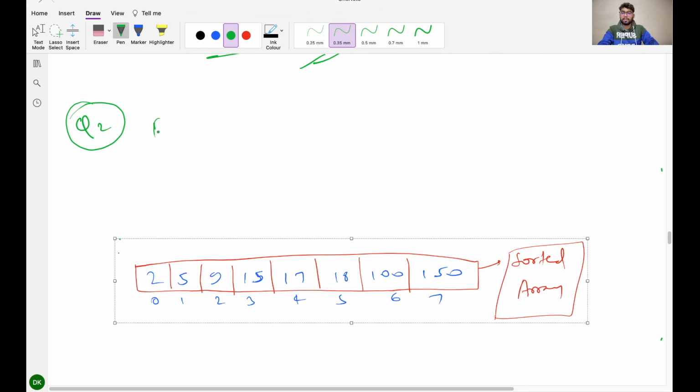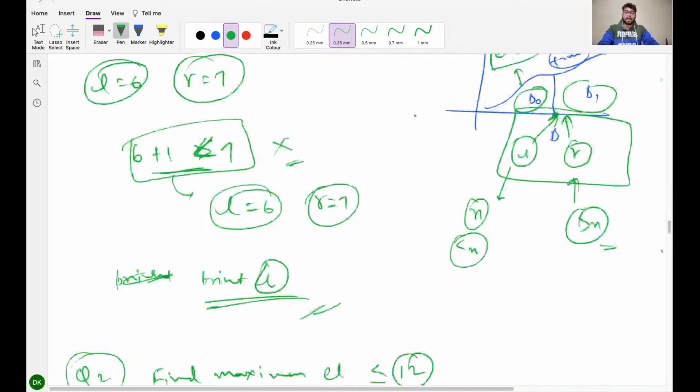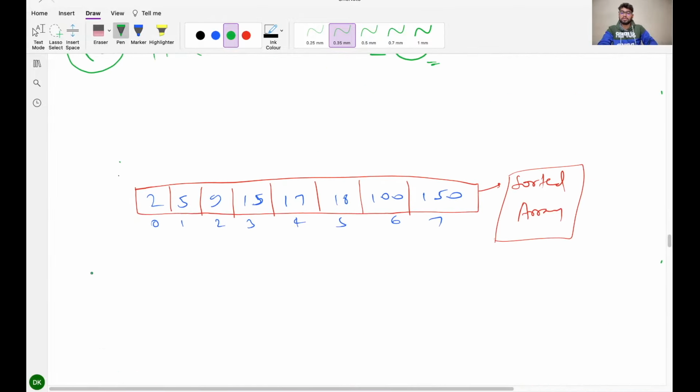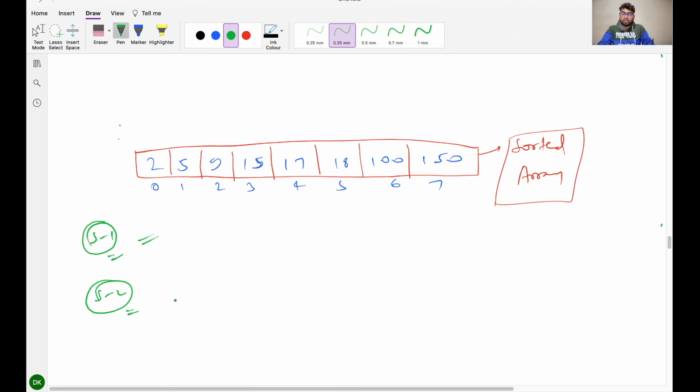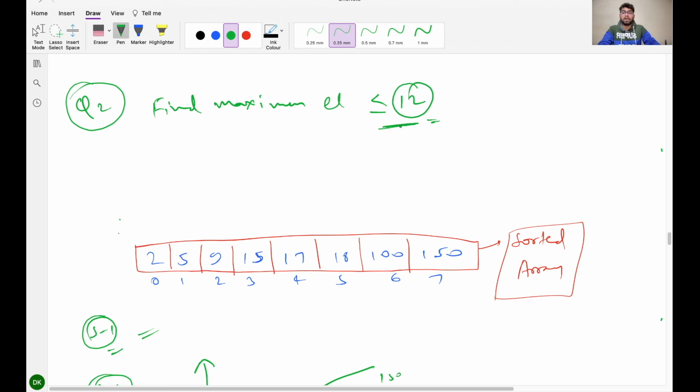Now my next question, in question number 2, let's say we are given an array again and we have to find the maximum element which is just less than or equal to 12. Again we first check step 1, whether it is monotonic or not. It is sorted, so step 1 is okay and we can apply binary search over here. In step 2 we set a boundary. This is my function starting from 2 to 150, and we have to find the maximum element which is just less than or equal to 12.